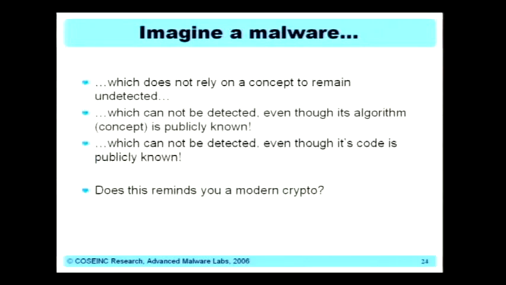So now imagine a malware which doesn't rely on a concept to remain undetected, which cannot be detected even though its algorithm is known. We can go even a step further and imagine malware which would be undetectable even if its code is made public. This reminds me of modern crypto. We know the crypto algorithms, but we cannot decrypt the message, right?